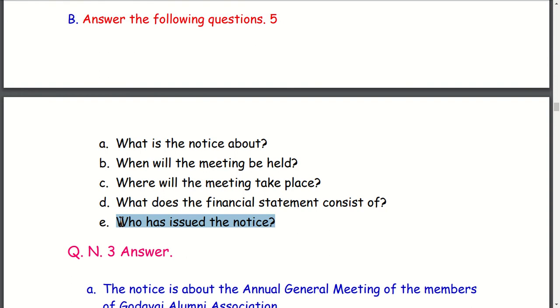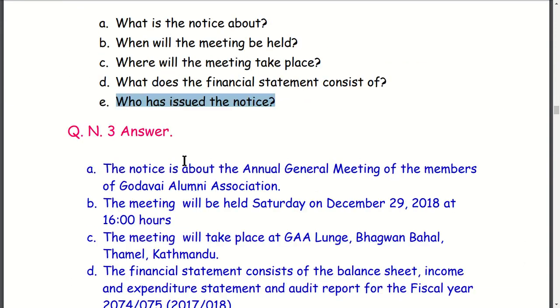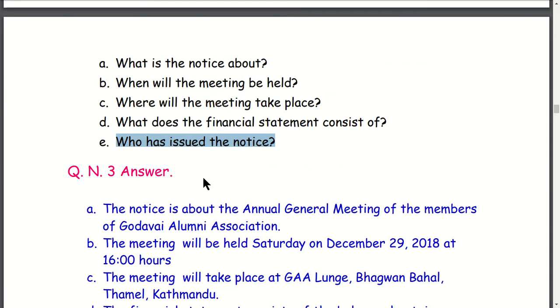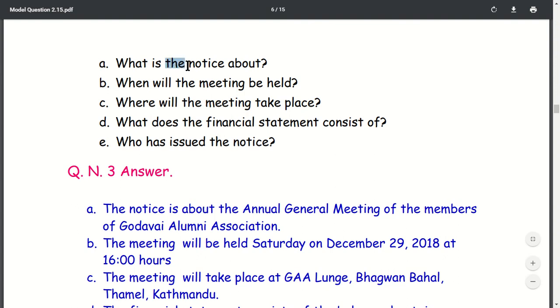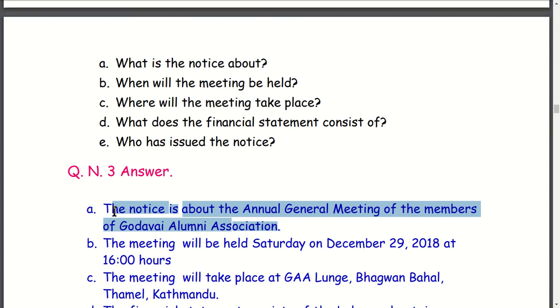First one: What is the notice about? Let's find what the notice is about. The answer will be very easy. Start from the notice: the notice is about the annual general meeting of the members of the Godavari Alumni Association. Annual general meeting, Varshik Sadharan Sabha in Nepali, is a meeting of the members of the Godavari Alumni Association. That is the answer here.